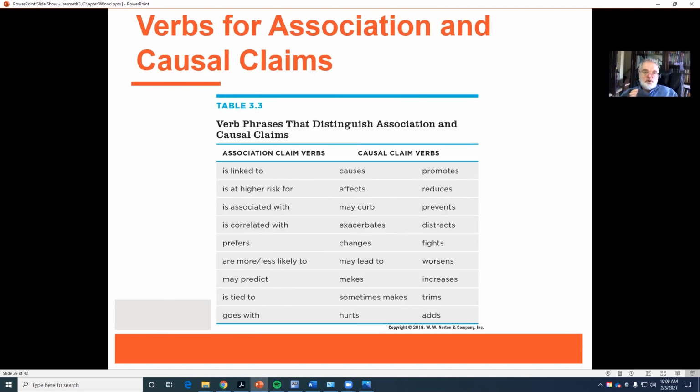So when you're looking at the news, when you're looking at articles, it's important for us to distinguish association claims from causal claims. So on the left-hand column here, we've got things that you would read in news articles or research articles that make an association claim. Is linked to, is at higher risk for.